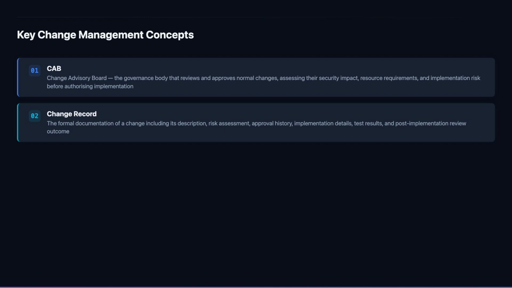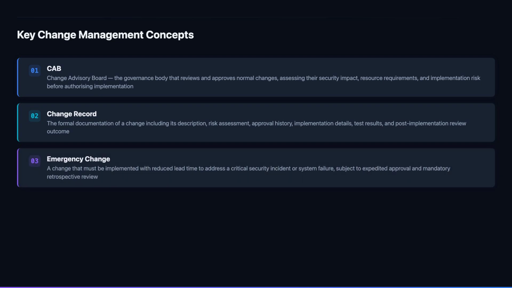Change records are both the audit evidence for ISO 27001 and the organizational memory that enables post-incident analysis when changes cause problems. Emergency changes are the highest risk category in change management because the urgency that justifies expedited handling also creates pressure to skip controls that exist for good reason.